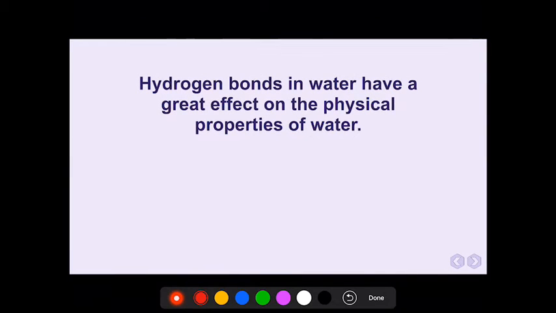Hydrogen bonds in water have a great effect on the physical properties of water. So much so that water can actually bend. If I was there in class today, I would show you this. I'll show you this when I get back.